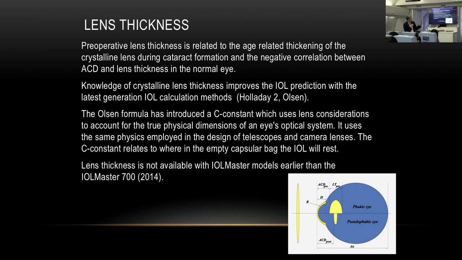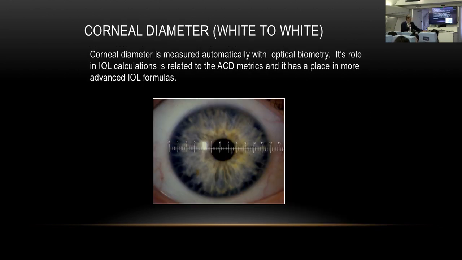Lens thickness is measurable with A-scan ultrasound, and it is measurable with the Lenstar. It is not a measurement that's picked up with the IOLMaster versions prior to 2014. Another biometric measurement is corneal diameter, also called white to white.